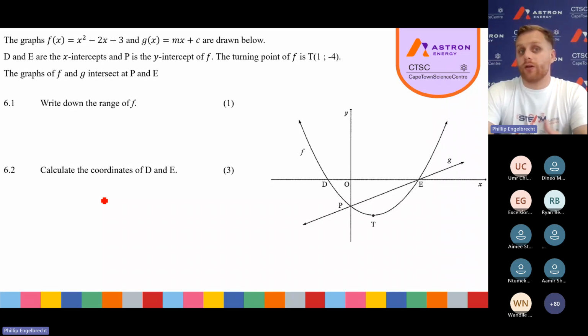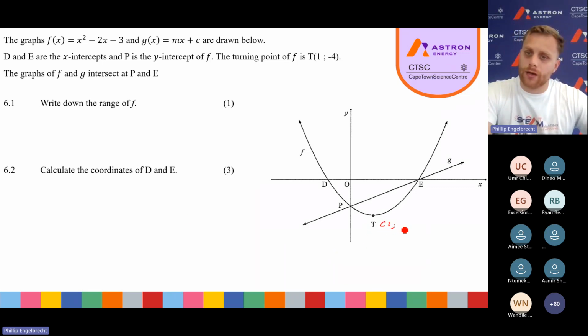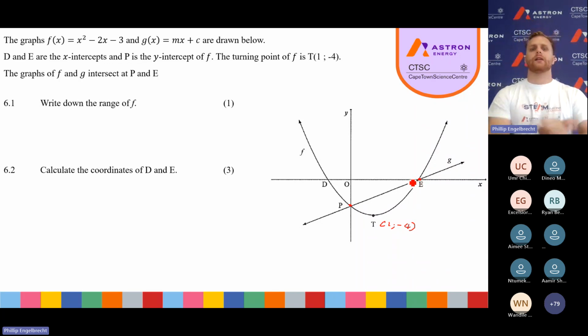D and E are the x-intercepts, and P is the y-intercept of f. The turning point of f is T, which is the point (1, -4). So T over here is the point (1, -4). All right. So the graphs f and g intersect at P and E. So the point of intersection is over here and over here.